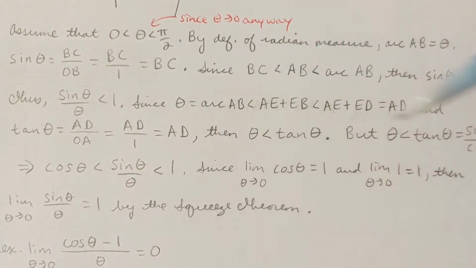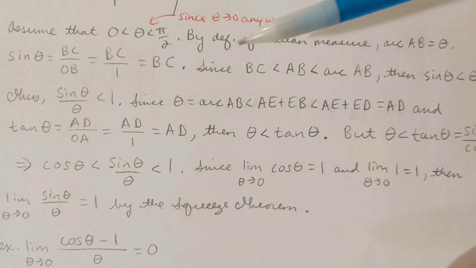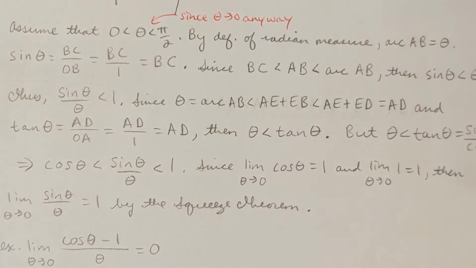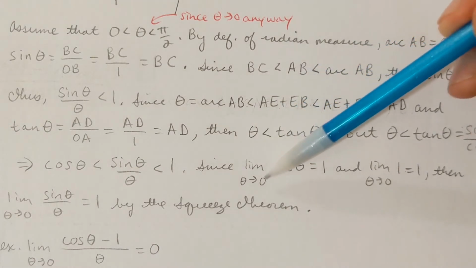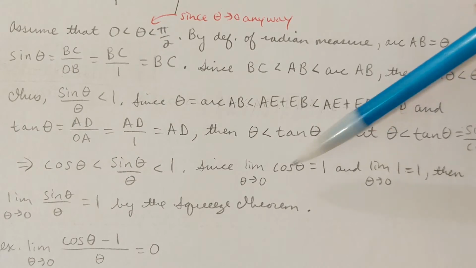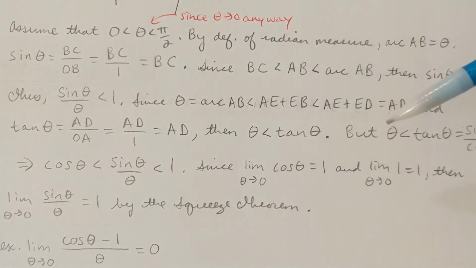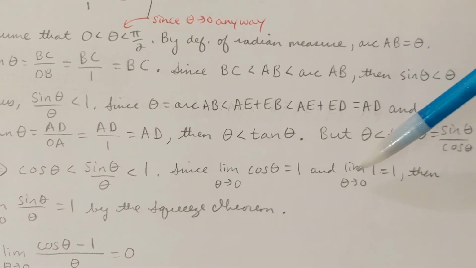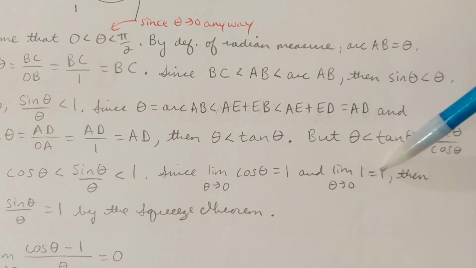Now, where am I going with all this? So, I've created this 3-part inequality, and I'm going to use the squeeze theorem next. Okay, the limit as theta approaches 0 of cosine theta would be 1, cosine of 0 is 1, right? You just plug it in. And the limit as theta approaches 0 of 1 is 1. Limit of a constant is always that constant.